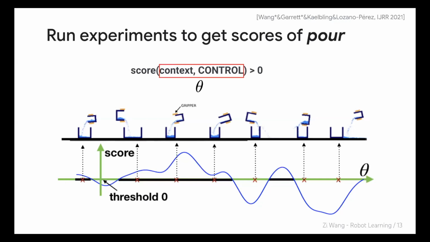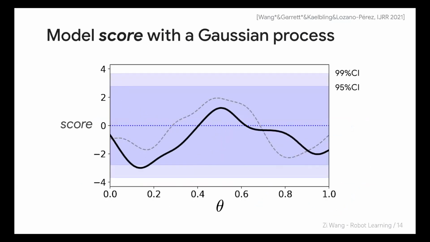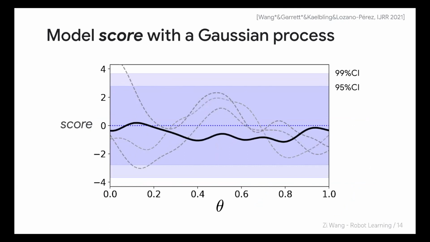And the threshold that we're setting here is that the score should be greater than 0 in order for us to have a successful grasp, a successful pouring action. Okay, so these are getting more familiar to some of the folks here. We are going to model the score function with a Gaussian process.